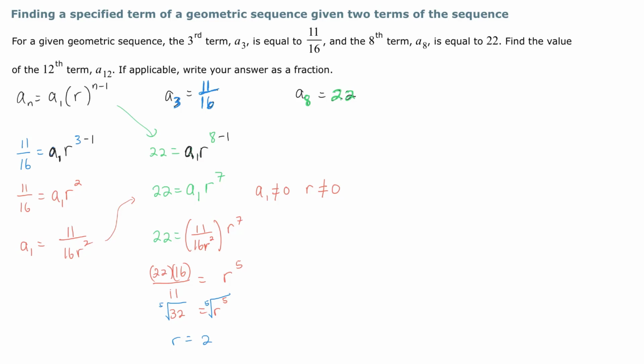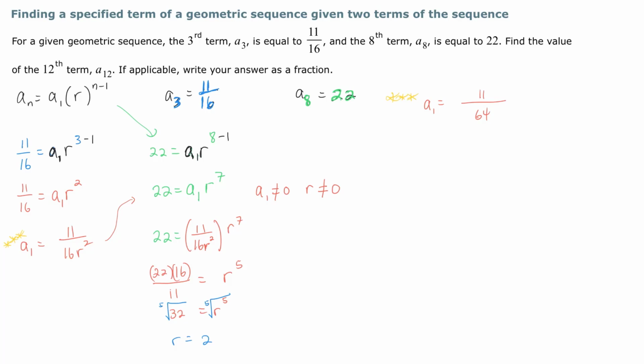Now we need a sub 1. I'm going to go back to, let's say, this equation here. Let's use that equation to get a sub 1. So going back to the triple star equation, I'm going to solve for a sub 1, which is 11/16 times 4, which is 11/64. And there is a sub 1. Awesome.